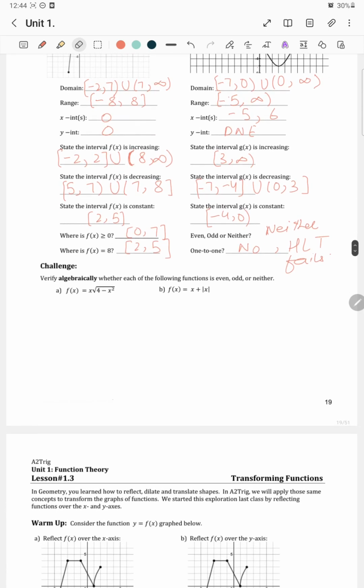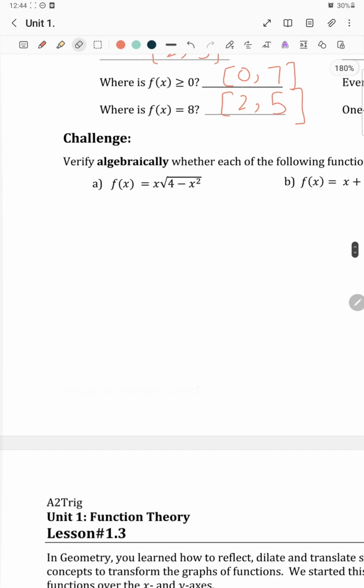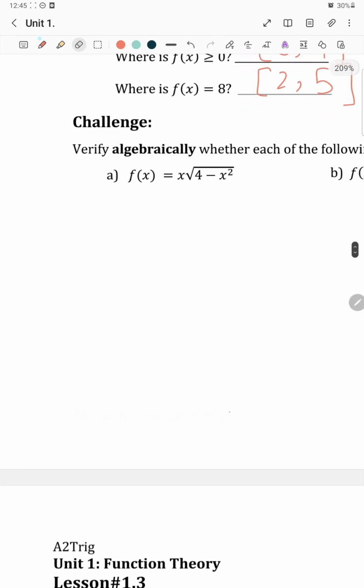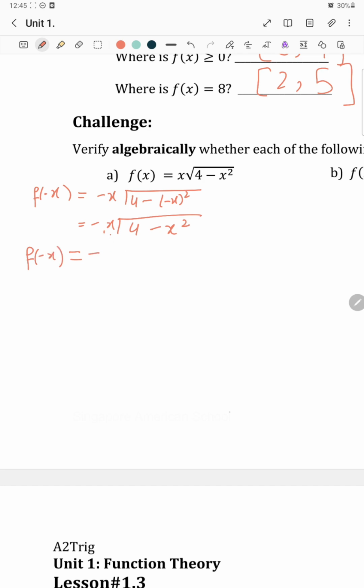Okay, so verify algebraically whether each of the following is even, odd, or neither. So f of minus x, which is equal to minus x cubed, so f of minus x would be equal to minus this whole portion, which is f of x. Odd.